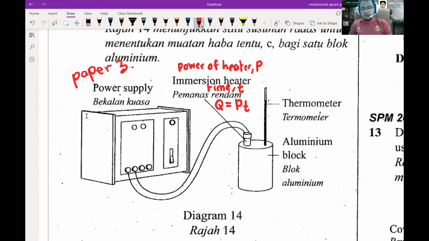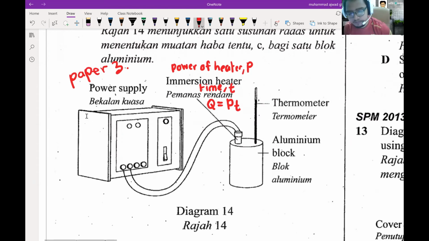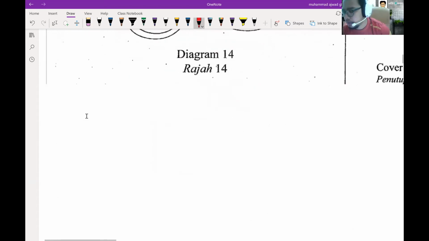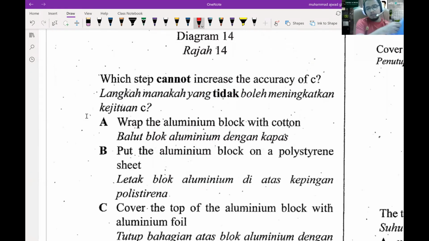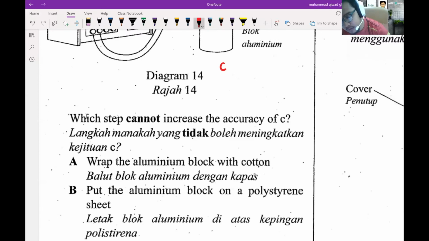Alright, and then we have a thermometer to measure the temperature change. Okay, and aluminium block. So this is from the experiment. Which step cannot increase the accuracy of C? Okay, macam mana dia nak kira C kat sini? So dia kira C. Dia guna, asalnya ni PT equals to MC theta. So dia kira C based on power supply, time with the heating time over mass of aluminium block times the temperature change.